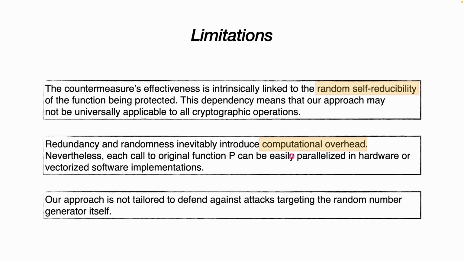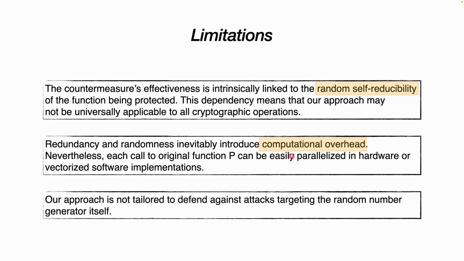Each call to the original function P can be easily parallelized in hardware and vectorized in software operations, but we embrace the extra computation due to the security parameters. Masking introduces, for example, the parameter C, which increases the number of calls to the protected implementation, and N against fault injection also significantly increases the number of operations. So therefore, we introduce significant overhead. However, this can be parallelized to some extent with special hardware or mixed with a special vectorized implementation.